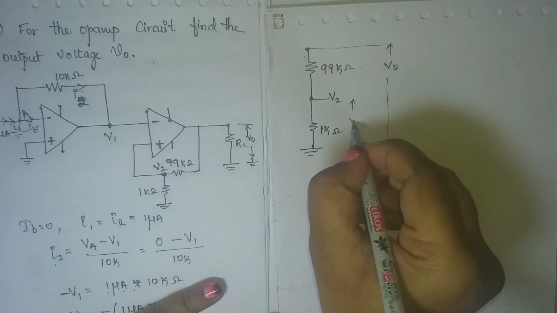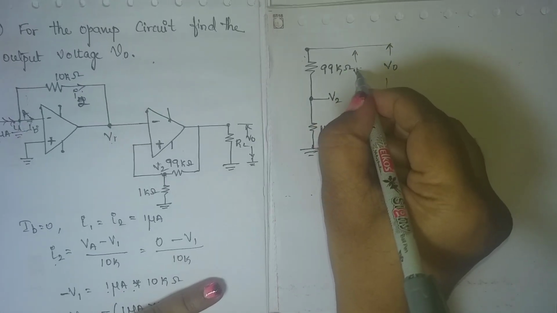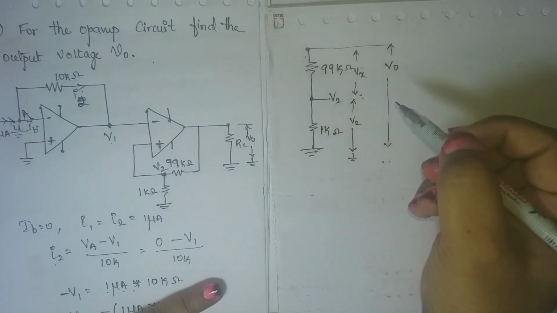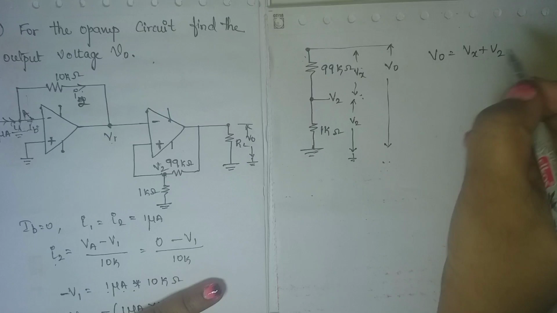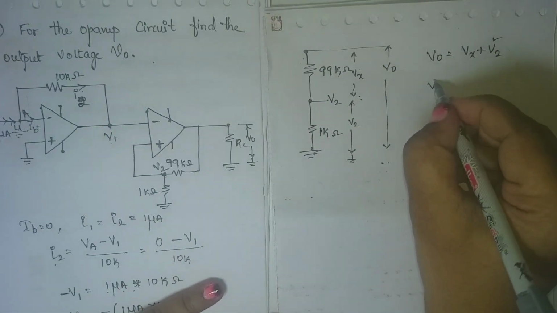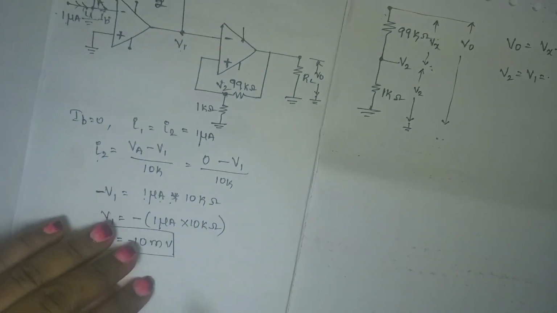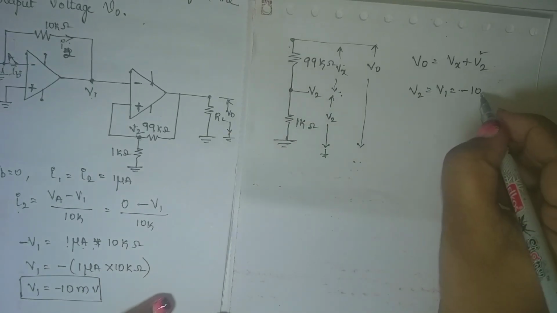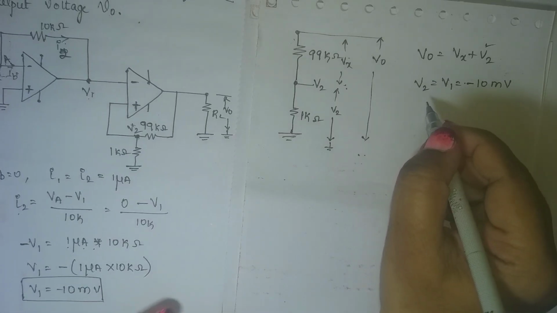You know what is V2. This is V2, and this is some Vx I'll take. Now I need to calculate Vx to find out V0. V0 is equal to Vx plus V2, right? This sum is equal to V0. We already know V2. V2 is equal to V1, which we have calculated, minus 10 millivolts.